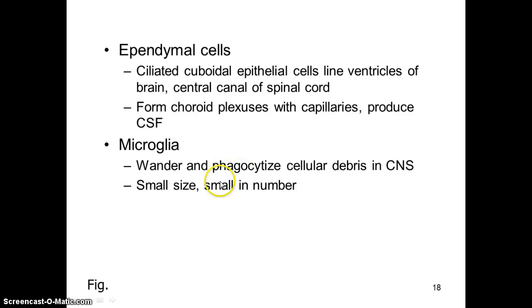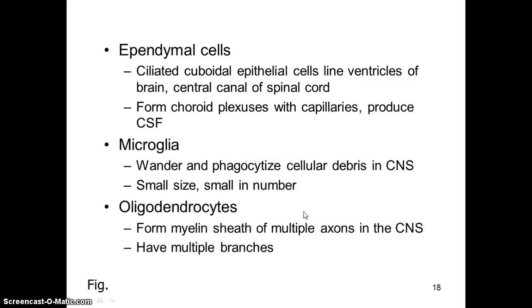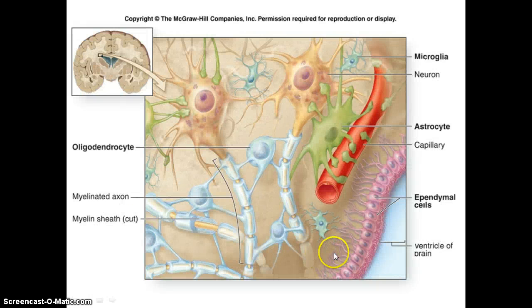We'll see microglia here. They're basically cells that phagocytize cellular debris, and then there are oligodendrocytes, which we've talked about before, that form myelin sheaths around axons. So let's do ependymal cells first. We're looking at ependymal cells here. Just to give you a reference of this area of the brain, remember this whole square here is a blow up of this region of the brain, and we're looking at a frontal or coronal section through the brain, slicing the brain so that there's an anterior and a posterior portion.